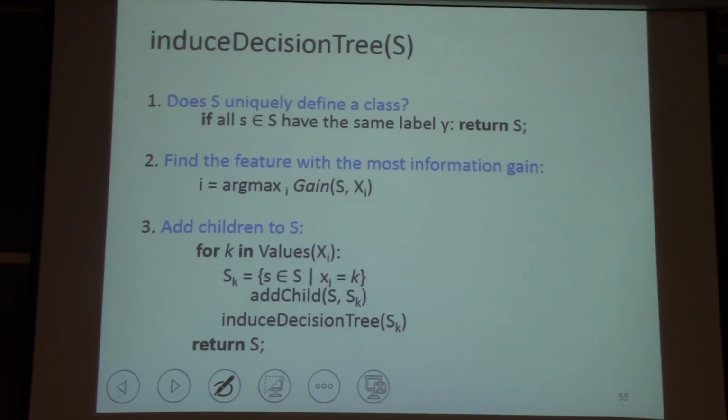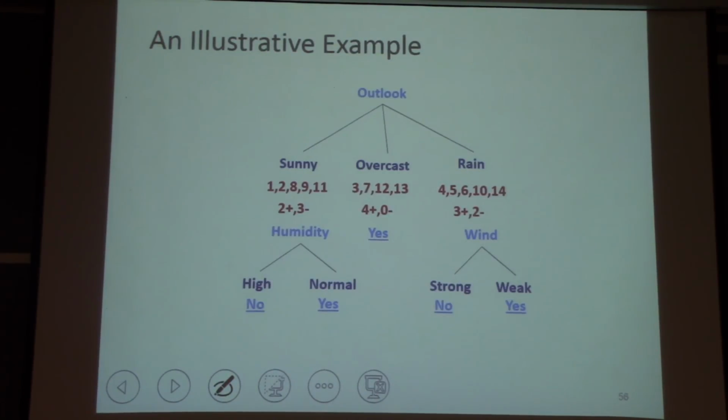Otherwise, first you find the most informative feature using information gain, and then you recurse. You create as many branches as that particular feature can take, and for every branch you have a smaller data set, and you call the same function again. You induce a decision tree for that smaller data set and just attach it to that branch. And at the end of this, you have a tree. In this case, you get the same tree that I promised you that we will.